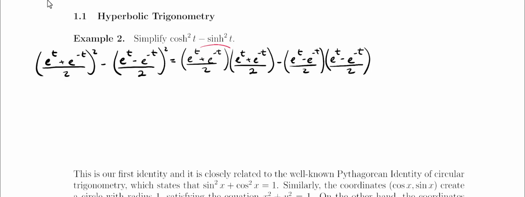Focusing here on the first term, applying the exponent property, we're going to get e to the t times e to the t, which is the same thing as e to the 2t, plus e to the t times e to the negative t, which is going to give us e to the 0, plus, multiplying e to the negative t, distributing it here, it's going to be plus e to the t times e to the negative t, which gives us another e to the 0, plus e to the negative t times e to the negative t, which gives us an e to the negative 2t. And the whole thing here is being divided by 4.